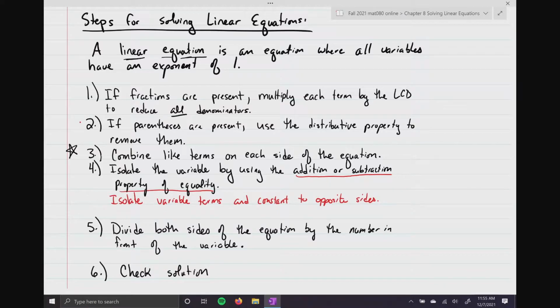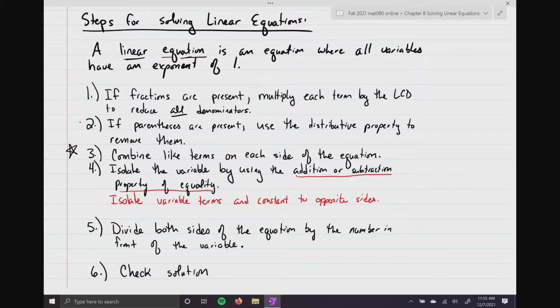So the first thing we've got to identify: what is a linear equation? Remember, a linear equation is an equation where all the variables have an exponent of 1. It doesn't matter how many variables you have, nor how many different variables you have. If they're all raised to the first power, that is a linear equation. And right here are the 6 steps.